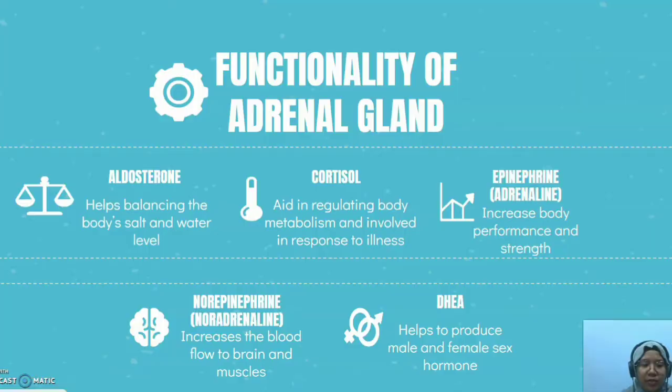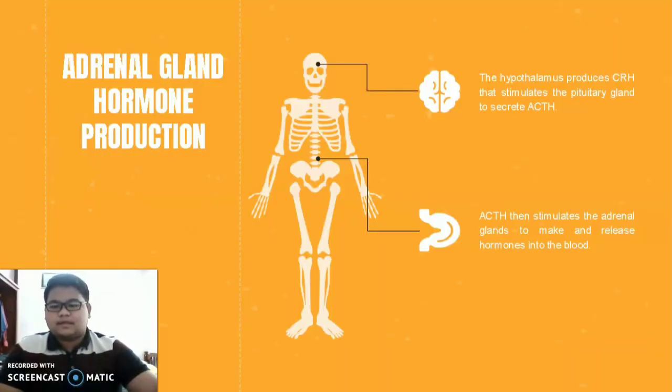Thank you. Next, I'll be explaining about adrenal gland hormone production. The process of hormone production in the adrenal gland starts with the hypothalamus producing corticotropin-releasing hormone, or CRH for short, that will stimulate the pituitary gland to secrete adrenocorticotropic hormone, or ACTH for short. The ACTH will then stimulate the adrenal gland to make and release hormones into the blood. This includes the cortisol and aldosterone hormones.